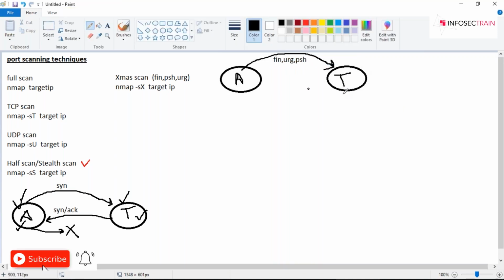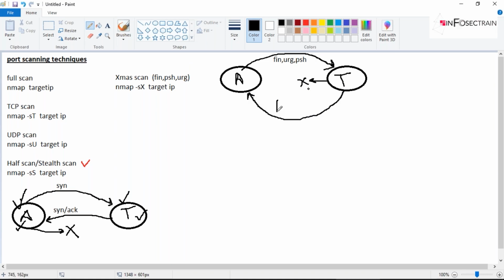If you are a normal computer, a normal person, you will not respond to me, right? If I meet you for the first time and say goodbye, you'll not respond to my greeting. But if you are abnormal like me, you will send me a reply. That reply will be RST. So this is to be remembered. In Xmas scan, if the target machine is live and the ports are open, you will get no reply from the target machine. Whereas if the ports are closed, you'll get a reply that is RST. Is it clear?